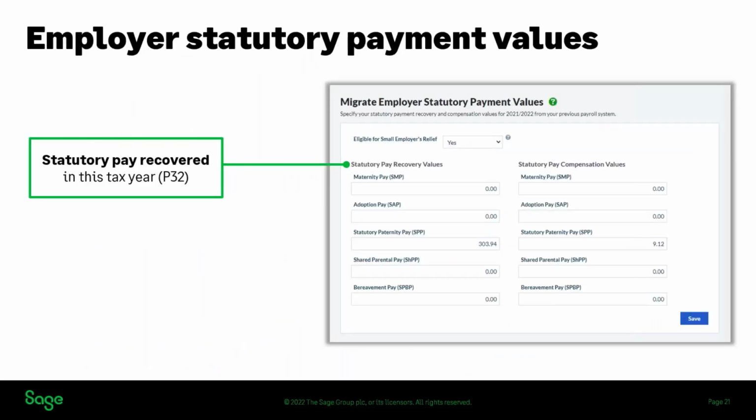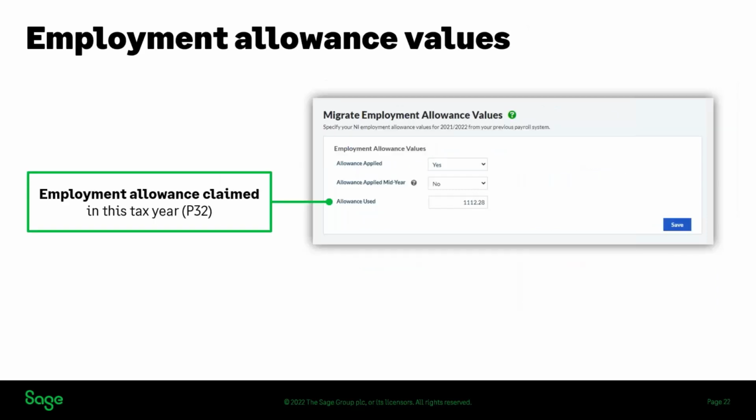When it comes to the employer payment values, you'll be able to enter any statutory pay you've recovered for the tax year to date. You'd find that on your P32. And there's a section to enter employment allowance claimed in the tax year. And again, I'll show you that area when we do the next demo.